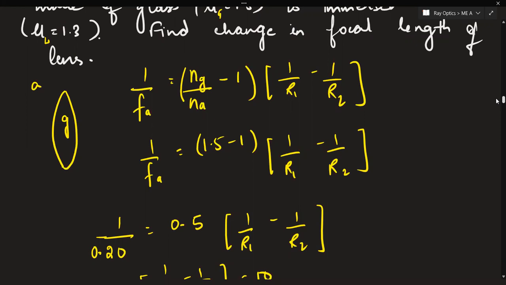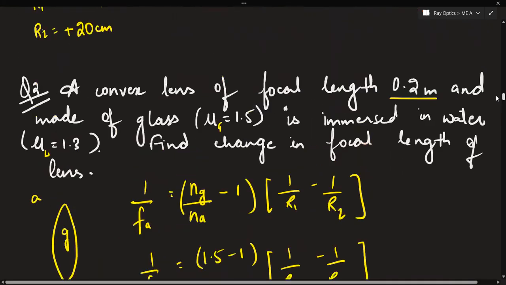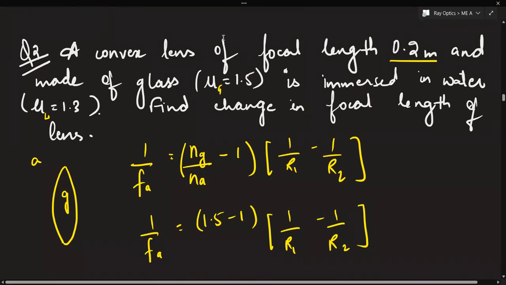Simply, you have two equations, you have all the variables with you. The focal length in water is the aim to calculate, because how will we find the change? Focal length in air is already mentioned. Clear, class?